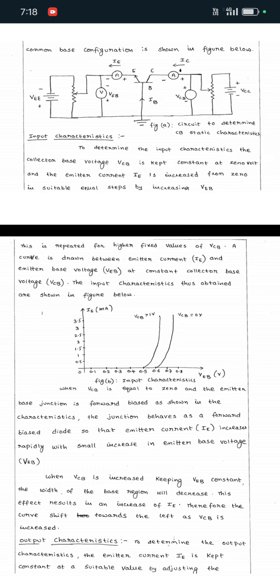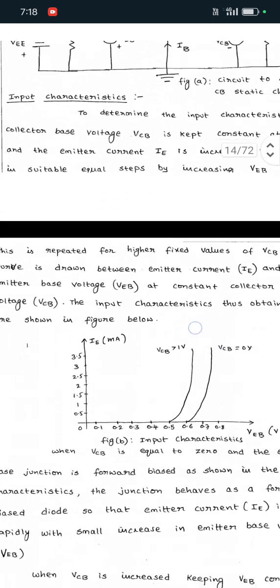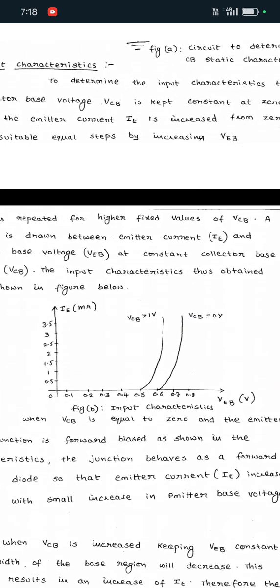Here the emitter current increases radically with an increase of emitter base voltage when VCB is increased. Initially VCB is 0, and at 0 the emitter base junction works as a forward biased diode. The emitter current increases radically with increasing emitter base voltage. When VCB is increased, the effective base region width decreases, and the emitter current also increases.